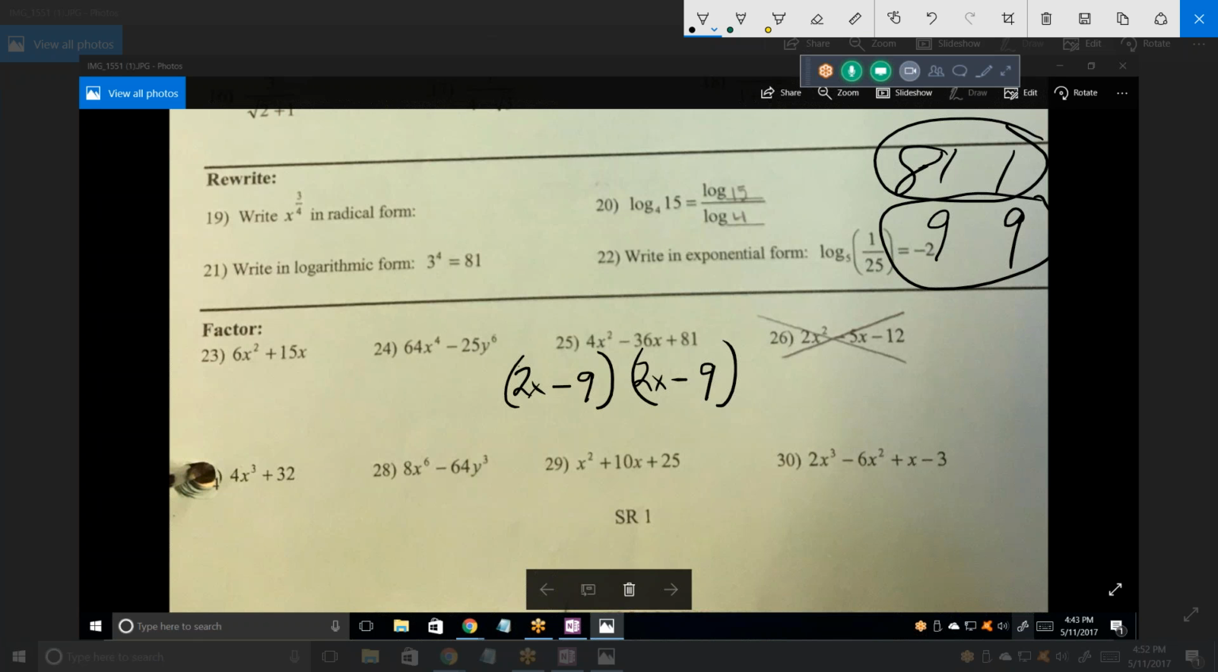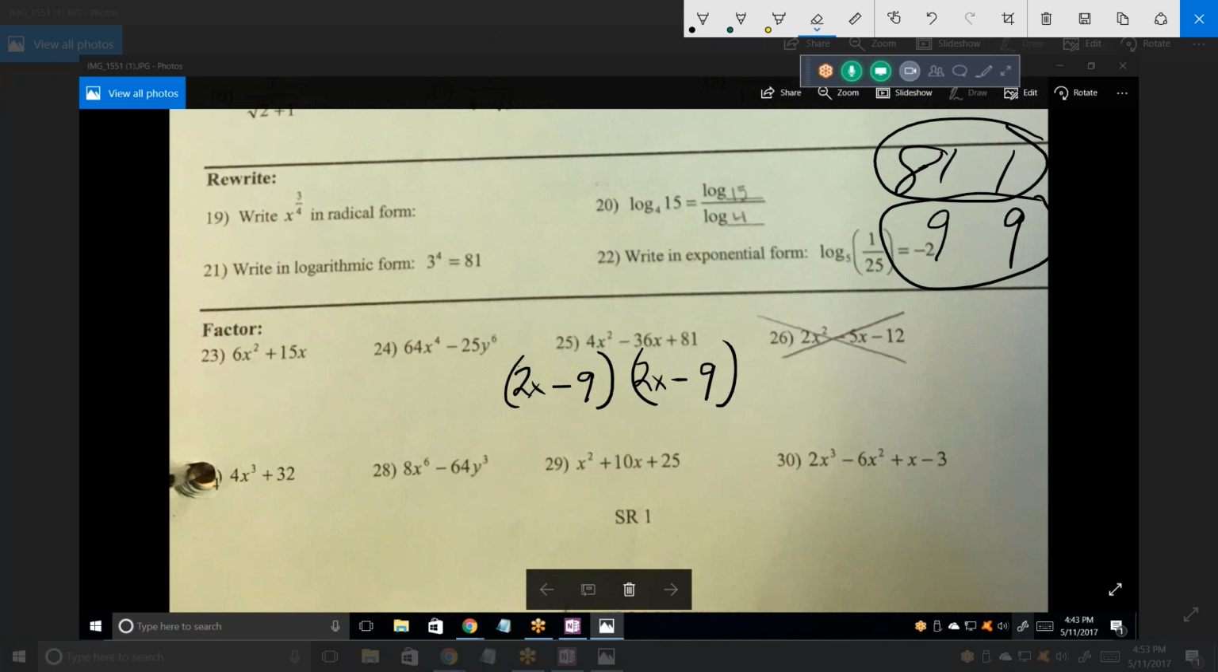Now all we have to do is check and see if that produces the right middle term. We know it's going to produce the 4x squared. We know it's going to produce a plus 81. So does it produce minus 36 as a middle term? And remember how you get the middle term. It's from the insides and the outsides only. When you multiply the insides together, you get minus 18x. You multiply the outsides together, you get minus 18x. That adds together to minus 36x. That is our middle term. We've factored it properly.